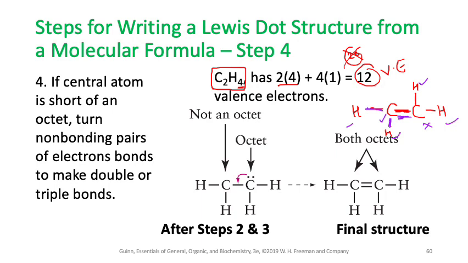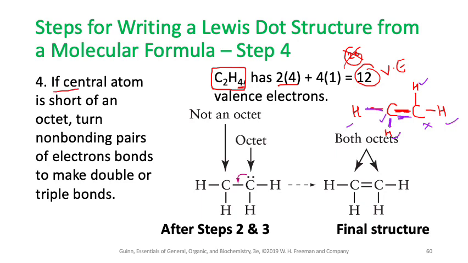So now this is the right structure. Now you see both the carbons have 8 electrons, and all the hydrogens have 2 electrons. So this structure is right. This ethene has a double bond between carbon and carbon. So always remember this.